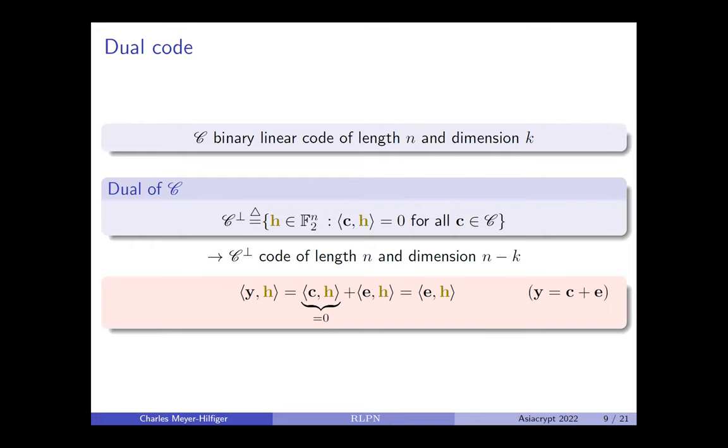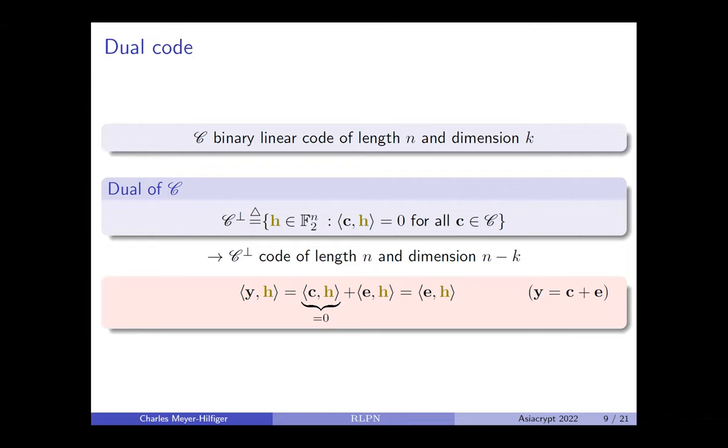It's just the elements that are orthogonal to C. Here you see it's all the h such that C dot product h is equal to zero for all codewords C. So the dual of C is actually a code itself, of length n and dimension n minus k. And we will call the elements of the dual the parity checks of C.